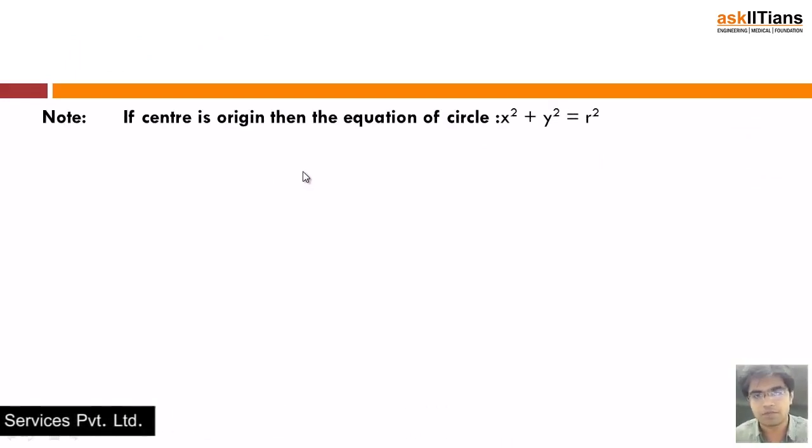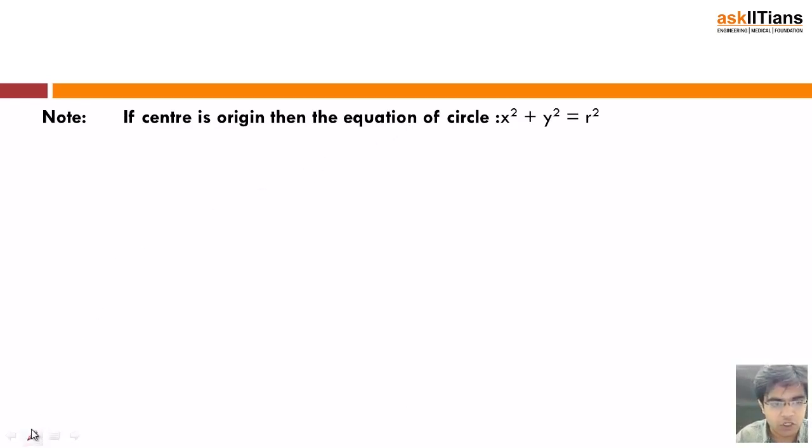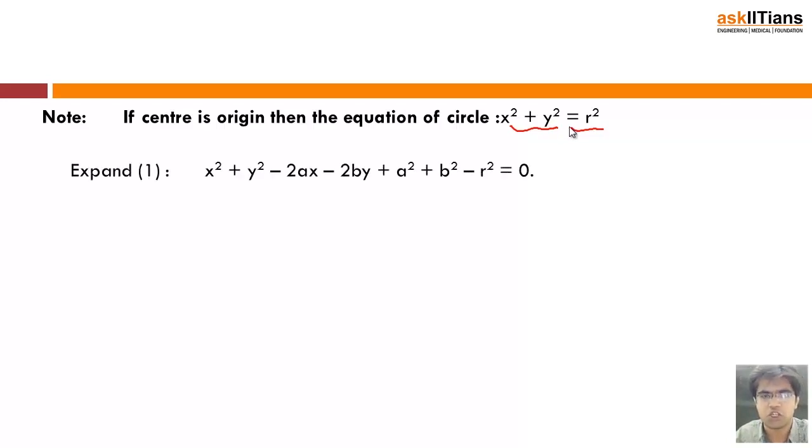If your center coordinates become 0, 0, that means if your center has shifted itself to the origin, then your equation of circle will become x square plus y square is equal to r square. Nothing has happened. We have placed 0, 0 in place of a, b because our center is now the origin. But let's again recall the previous definition, equation number 1. If I expand equation number 1, I'll get x square plus y square minus 2ax minus 2by plus a square plus b square minus r square is equal to 0. I have done nothing. I have just opened the brackets.